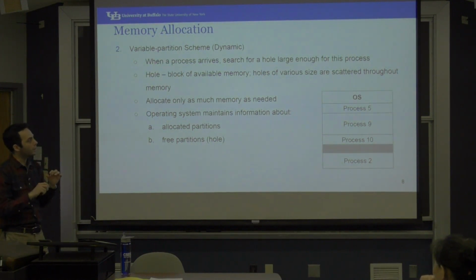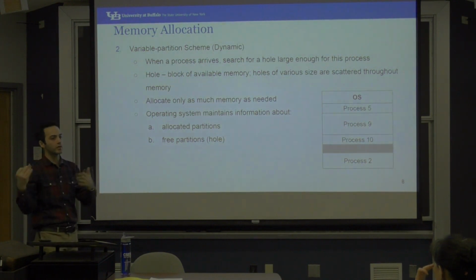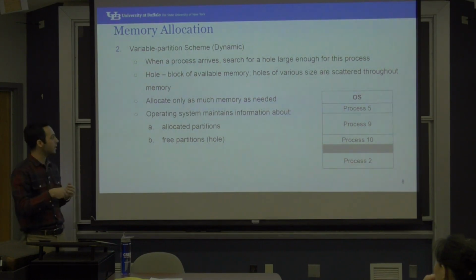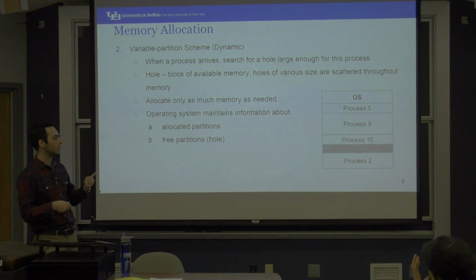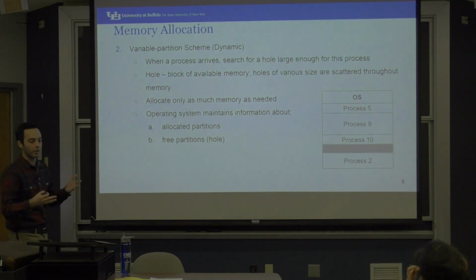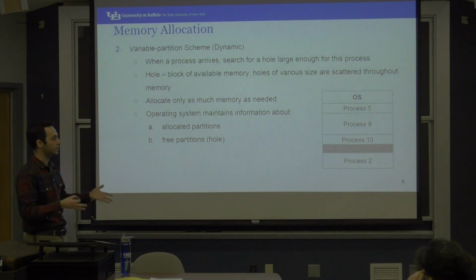Now we have various size holes, and different processes want various size memories. How are we going to fit those into those, right? First of all, because it's not all fixed size, the operating system should keep track of all the allocated partitions and their sizes, where they start, and also the free partitions or the holes, so that later on, if a new process wants to load, the operating system can figure out where it fits, right?